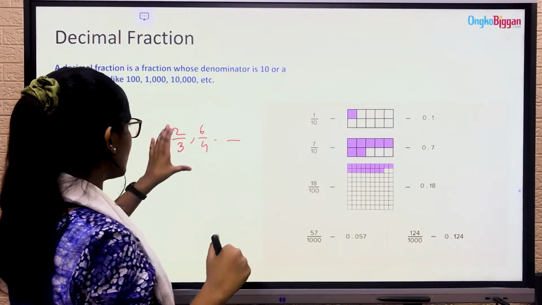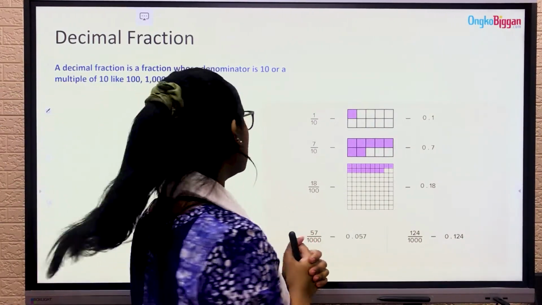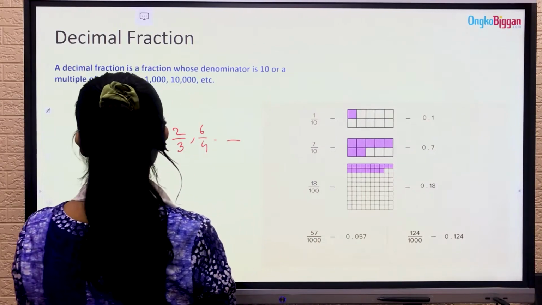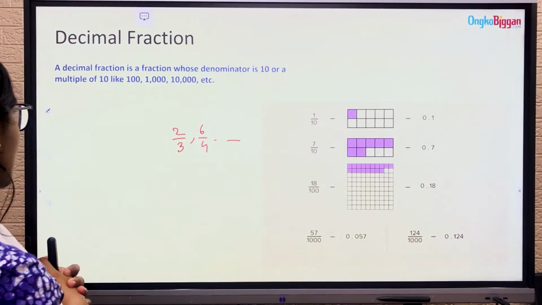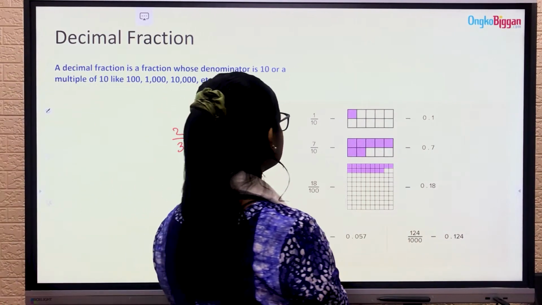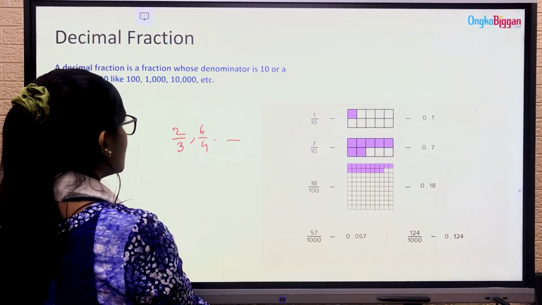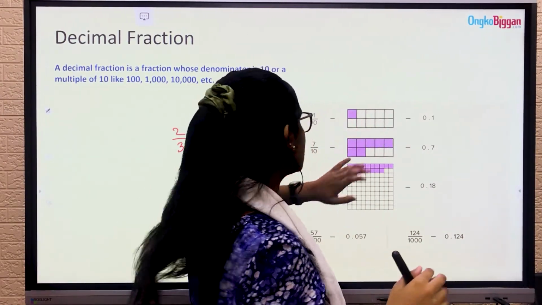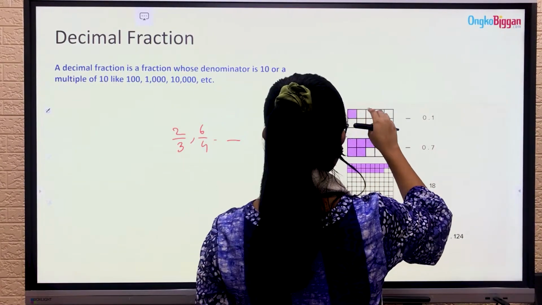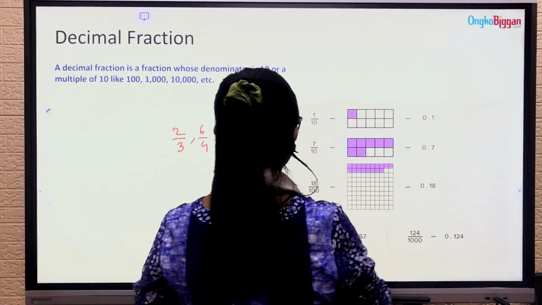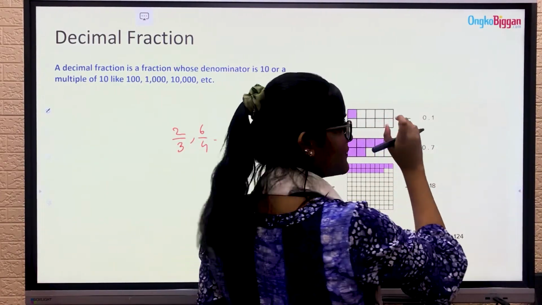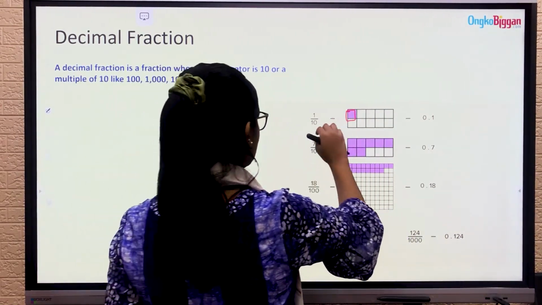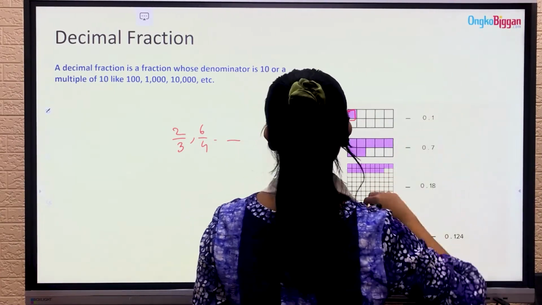This type of fraction can be converted to a decimal fraction, and fractions that have a denominator that is a multiple of 10 we can directly write in decimal form. In the figure you can see, let's assume this is a box of chocolate. It is divided into 10 equal parts. If we calculate the amount of this one box only, it will be 1 by 10, and 1 by 10 can be written as 0.1.